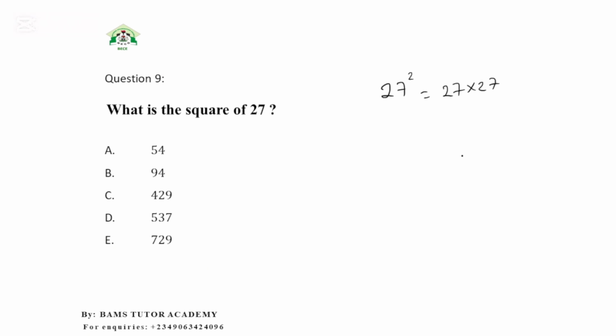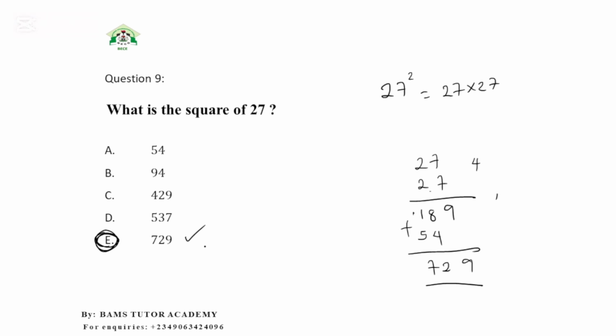Okay, so 27 times 27 is what we want to do. Though we know the answer is 729, let's see how we can get it done. So yeah, 7 times 7 is 49. That's remainder 4. 7 times 2 is 14. 14 plus 4, that's 18, right? So 2 times 7, that's 14. Put your 4. Remember 1. 2 times 2 is 4 plus 1, that's 5. Okay, add them together. 9 comes down. 8 plus 4, that's 12. Remember 1. 1 plus 1 plus 5, that's 7. So that's 729. So your correct option here is option E.